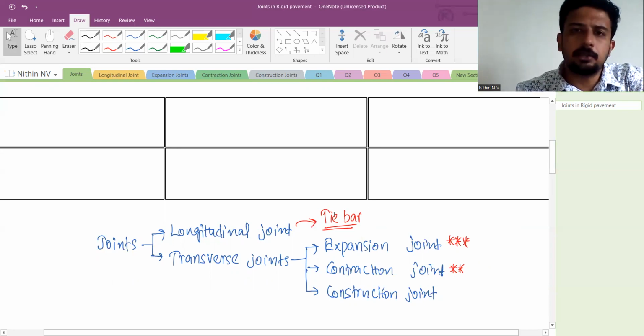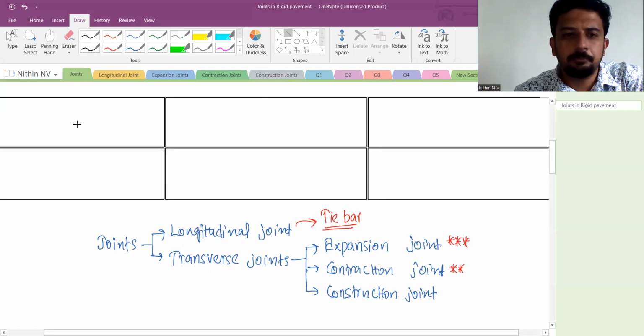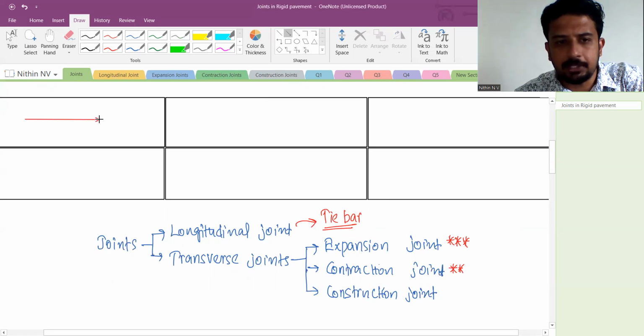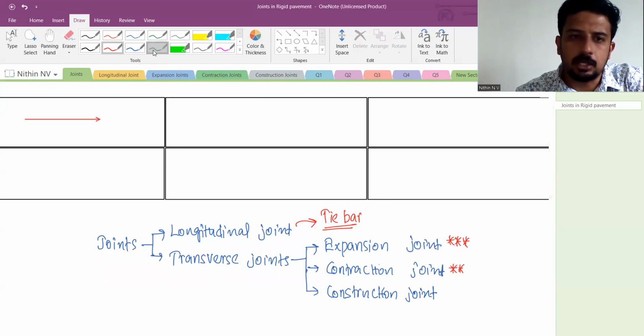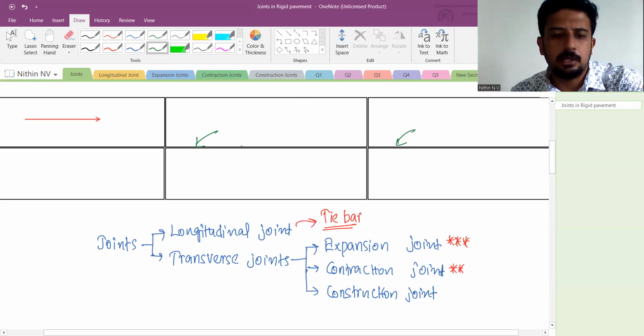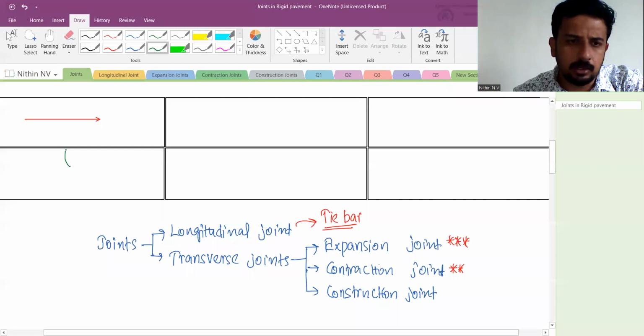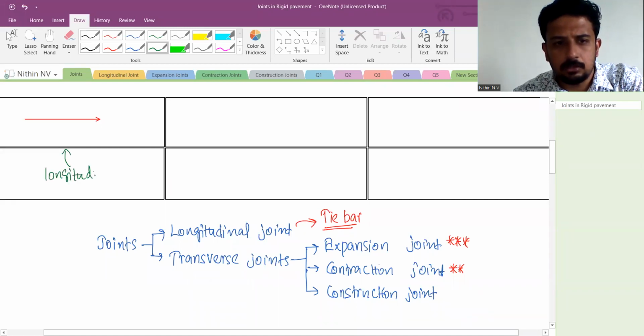Now, I have taken a top view here, simply a graphical representation. In this, can you please mark which will be the longitudinal joint? Suppose this is the traffic direction, then which will be the longitudinal joint? Yes, I hope you already got it. This is nothing but our longitudinal joint. It's a continuous discontinuity, so anywhere you can mark it. Let me just mark it here. So this is our longitudinal joint.